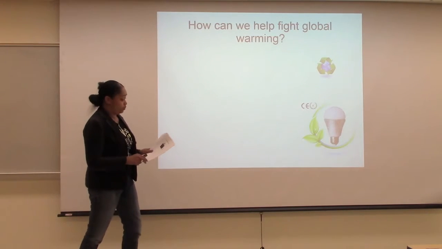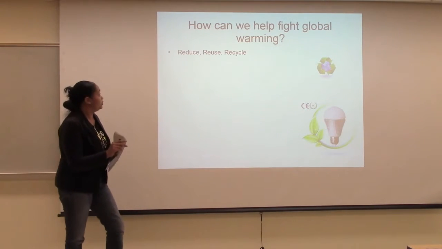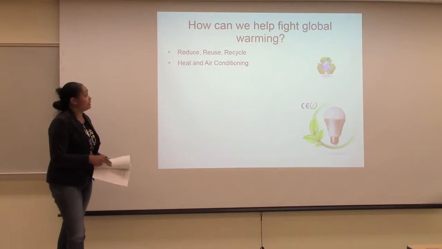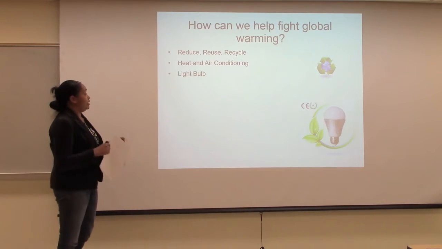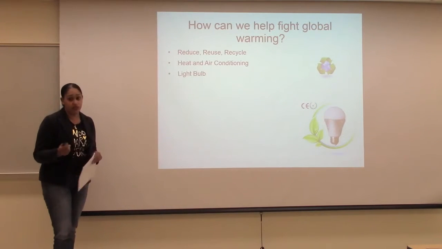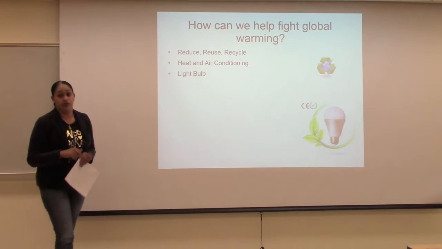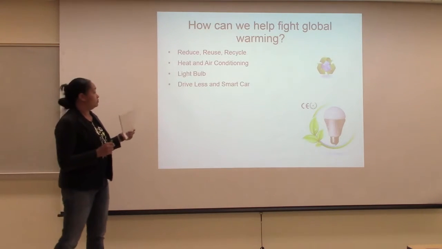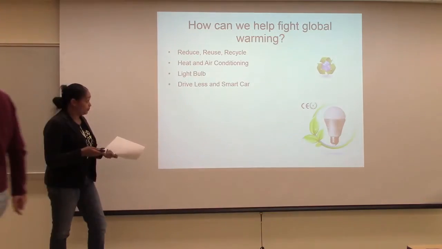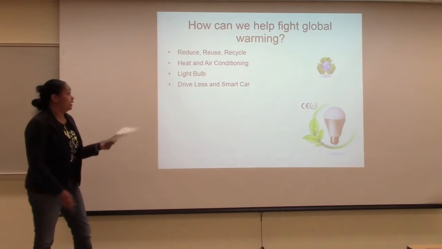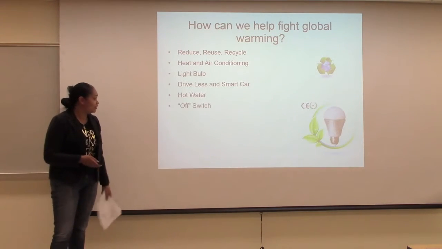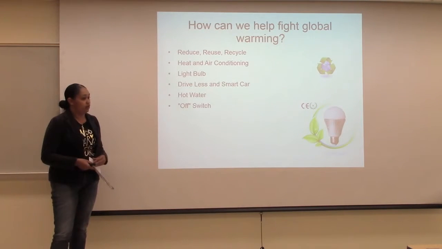How can we help fight global warming? We should reduce, reuse, recycle. Try to use less heat and air conditioning. Light bulbs: it's advised to change the regular bulbs for LEDs. Drive less, so you don't consume that much gas, and if you can afford it, buy a smart car. Use less hot water, and always turn off computers or equipment that consume electricity.